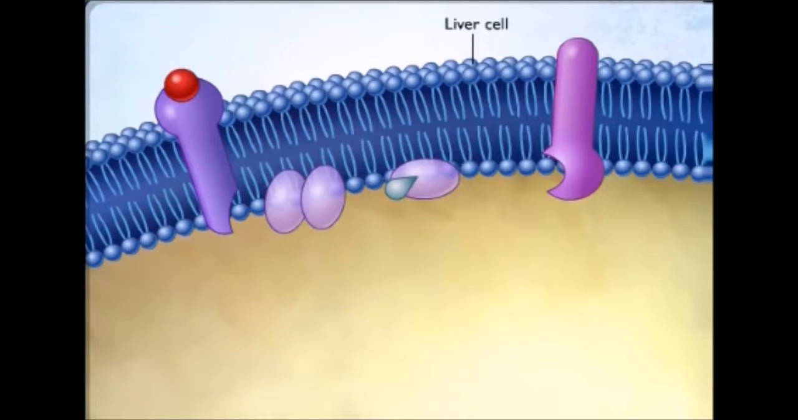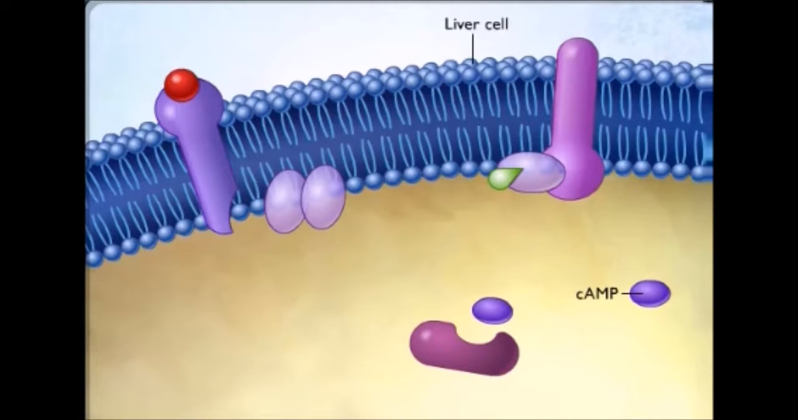The G protein subunit which dissociates from the others carries a GDP, which is replaced by GTP when the subunit is activated. The activated G protein subunit then diffuses within the plasma membrane until it encounters adenylyl cyclase, a membrane enzyme that is inactive until it interacts with the G protein subunit. When activated by the G protein subunit, adenylyl cyclase catalyzes the formation of cAMP from ATP. The cAMP formed at the inner surface of the membrane diffuses within the cytoplasm, where it binds to and activates protein kinase A, an enzyme that adds phosphate groups to specific cellular proteins.